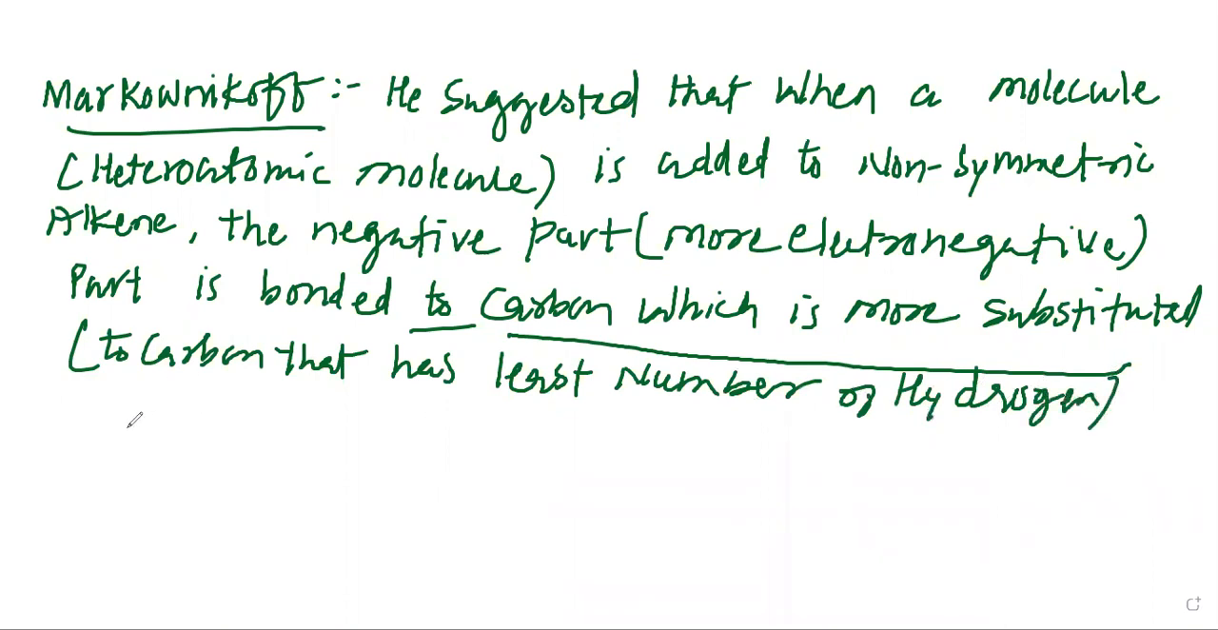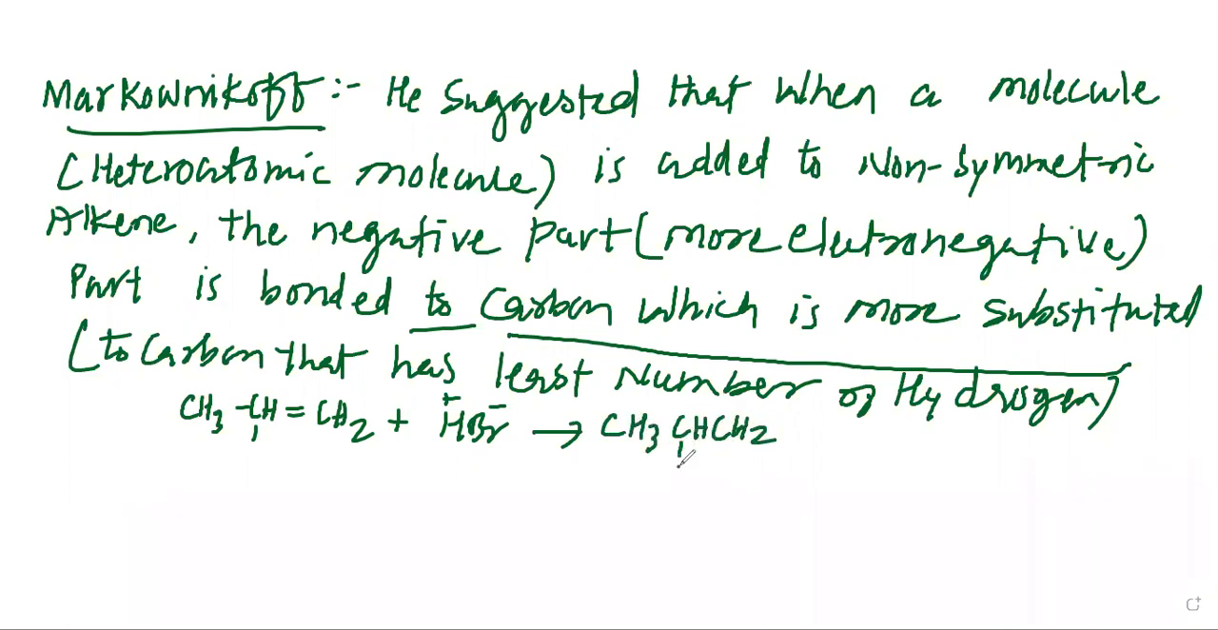So here you can see that in propene, my dear student, this carbon has only 1 hydrogen, whereas this carbon has 2 hydrogen, and this carbon has 3 hydrogen. And thus, when we add HBr, the negative part is Br minus, the positive part is H plus, and thus Br is added to the carbon with the least number of hydrogen, and H is added to the carbon with more hydrogen, among those having the double bond. And thus, we get CH3 CHBr CH3 as a major product.